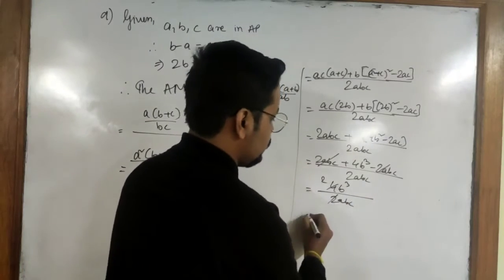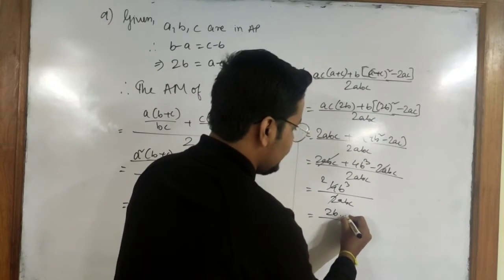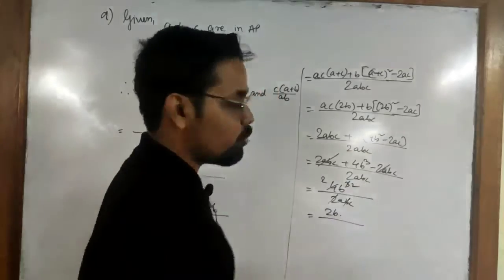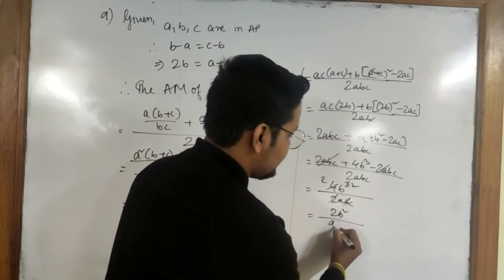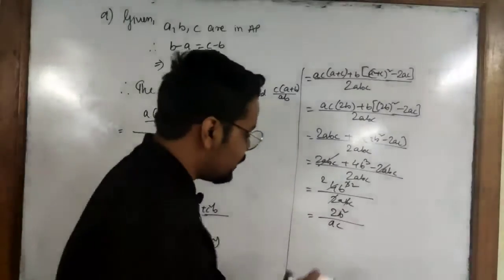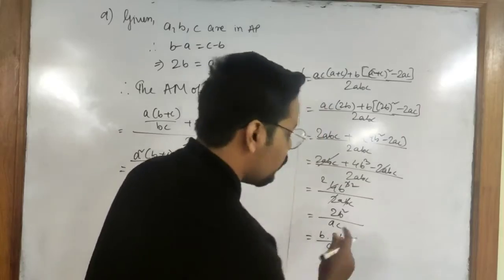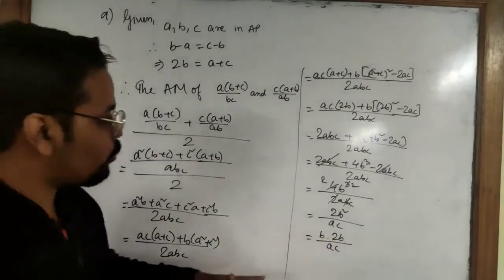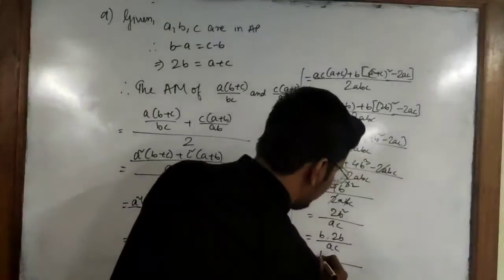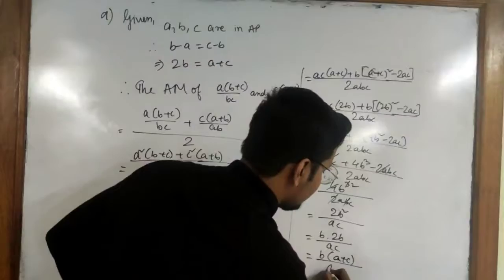So 2. From here we can write twice B, and this B and cube will cancel out to become square. So what we get here is twice B square by AC. Cool. Next we will write it as B into twice B by AC. Why we did this? In place of twice B, I can write A plus C by AC.